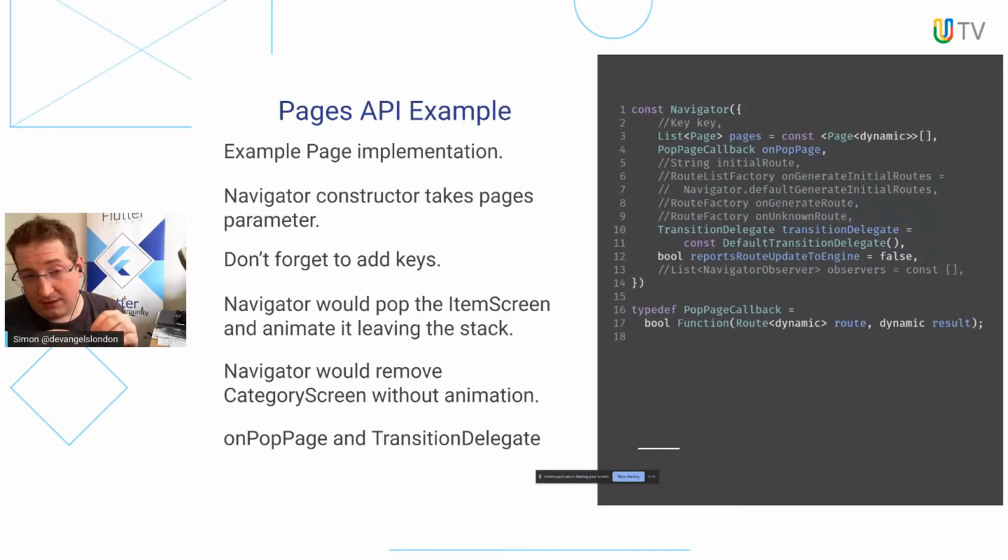If we didn't do that, then the next time the widget gets rebuilt, it would see that there's a new item, a new page, at the bottom, and it would animate it in again. So you would get this back and forth happening, which obviously is not what you want. So you need to implement onPopPage and remove the page that it gives you the route for. And I'll explain how we do that in a minute with some examples.